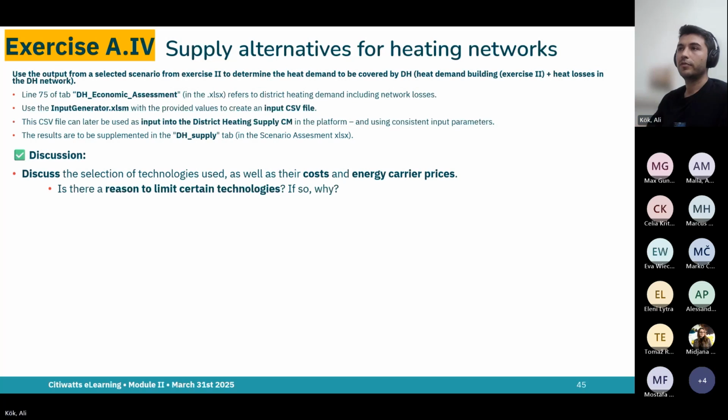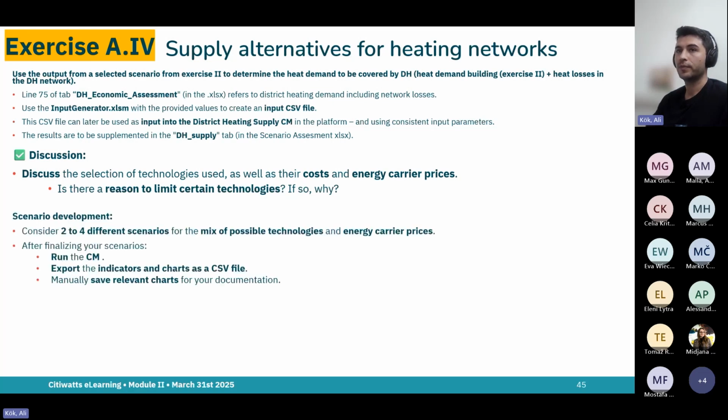And we recommend that you try to discuss some of the results. For instance, which technologies are used, what are their costs, what are the energy carrier prices, and what are the specific reasons to limit certain technologies. So here it's very important to know what are the maximum capacities of each technology.